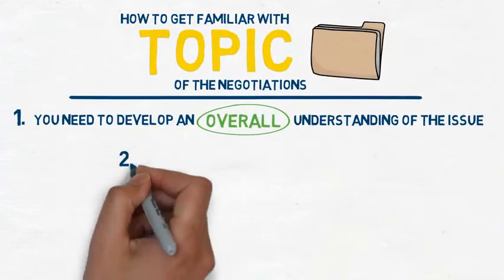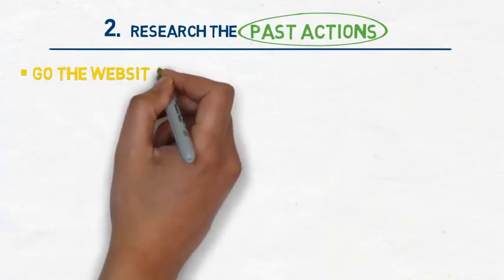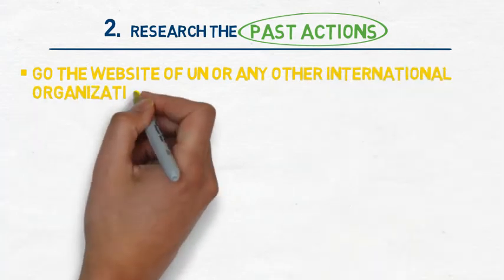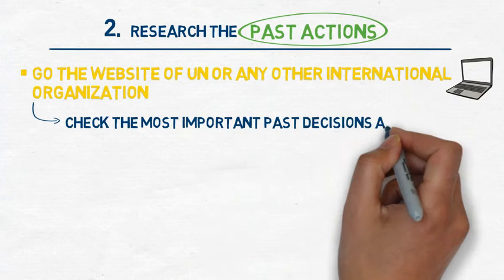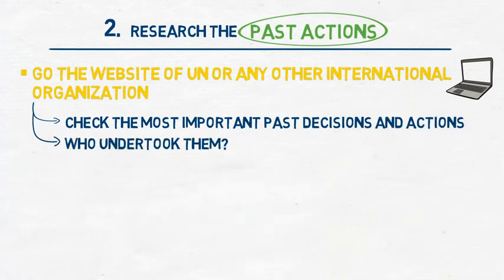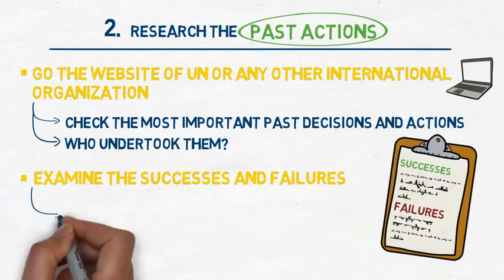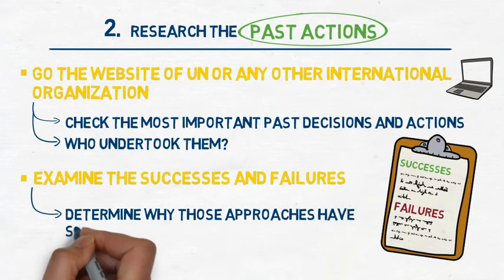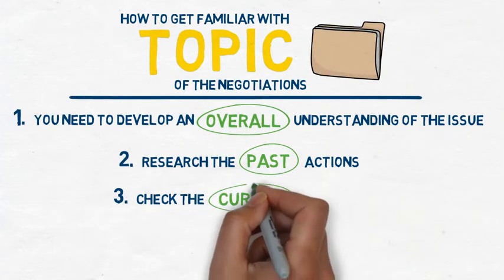The next thing you should do is to research the past actions. It is recommended to go to the UN website or any other international organization and check for the most important past decisions and actions taken regarding your topic and who undertook them. It is also important to examine the successes and failures and to attempt to determine why these approaches have succeeded or failed.